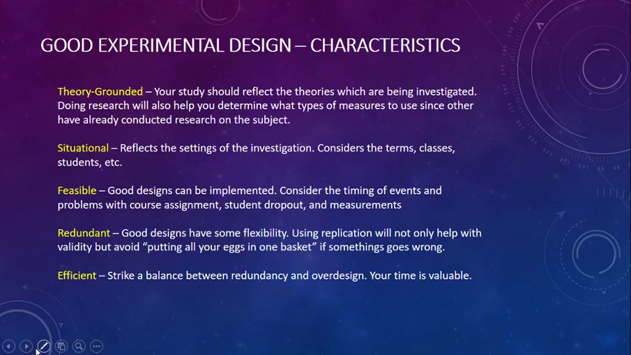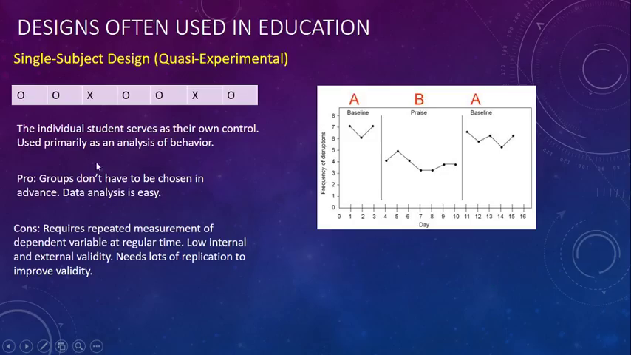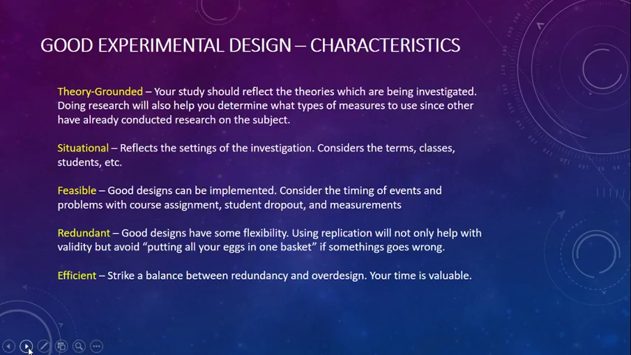So good experimental designs have the following characteristics. They are grounded in theory. So you want your study to reflect the theories that are being investigated. And also, if you base it on theory, you'll be able to look at what somebody else's research is, look at the variables they studied, and then that will give you ideas on what you can do in your study to show validity.